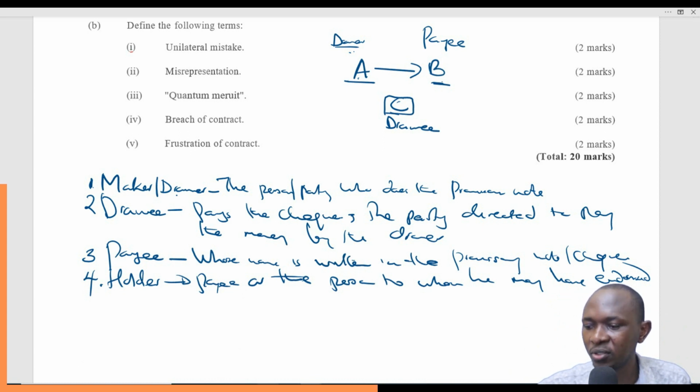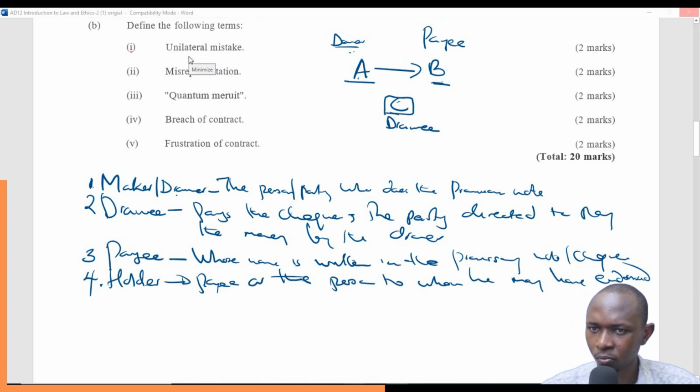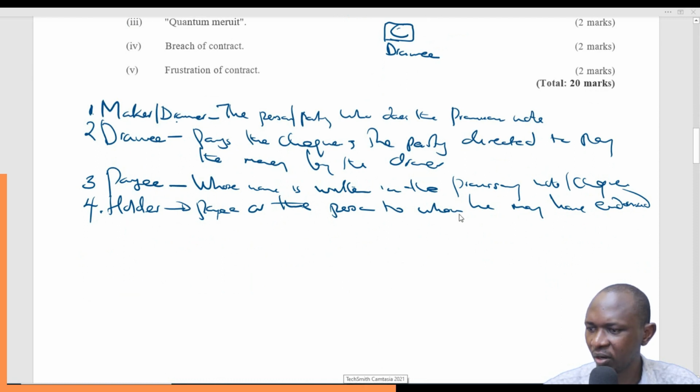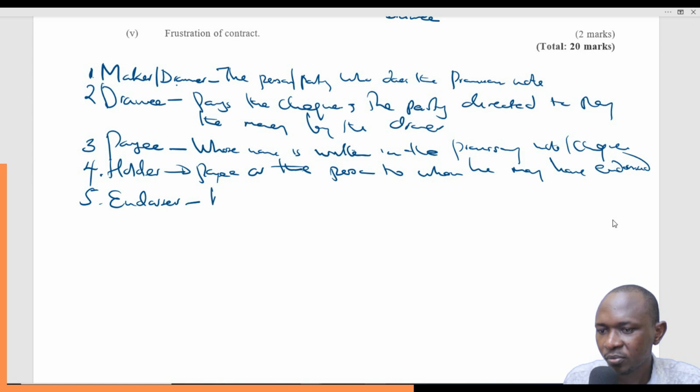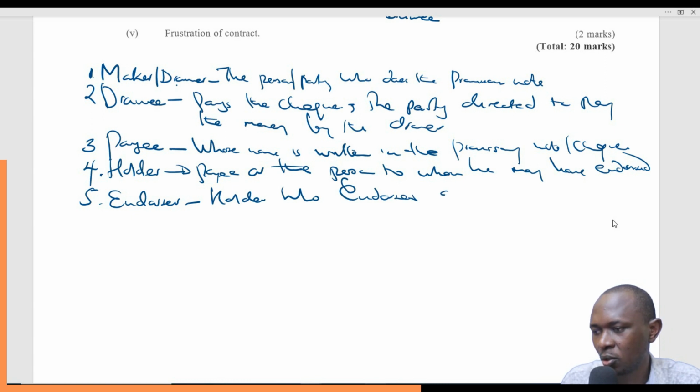Now, if the holder endorses or transfers his right to another party, then he becomes the endorser. This is a holder who endorses, signs, or transfers his right to another party.